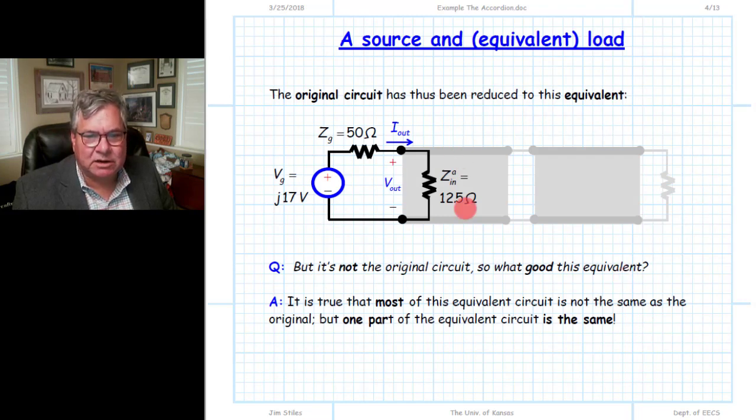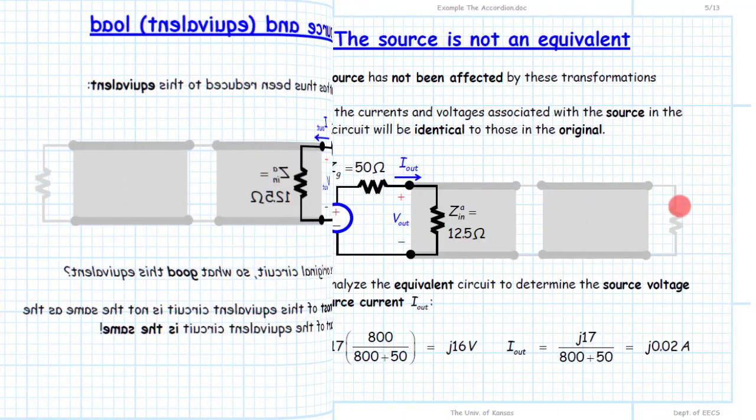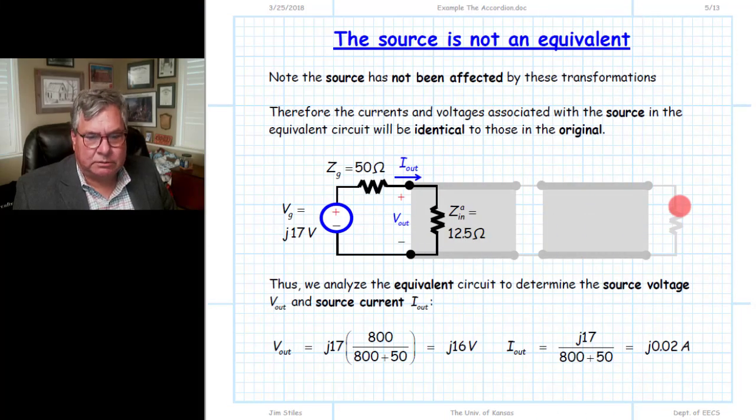So we've replaced our entire circuit to the right of the source with an equivalent circuit, and that equivalent circuit has an input impedance of 800 ohms. And notice I have a mistake here. This should be 800 ohms, not 12.5 ohms. So this is our equivalent circuit: source 50 ohms, and then an 800 ohm input resistance or input impedance. Notice the source, of course, has not been affected by the transformation. Just the two transmission lines and this load have been replaced with an equivalent circuit of 800 ohms. Again, there should be 800 ohms here.